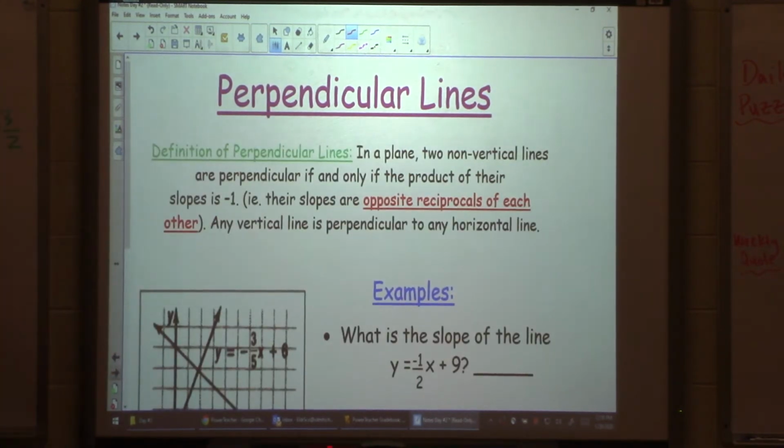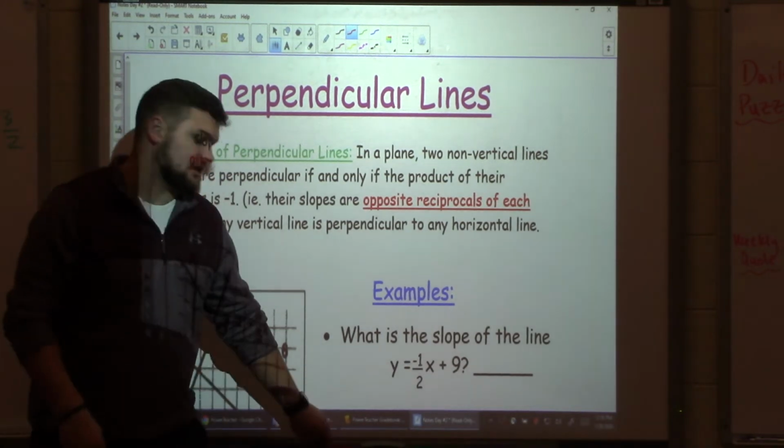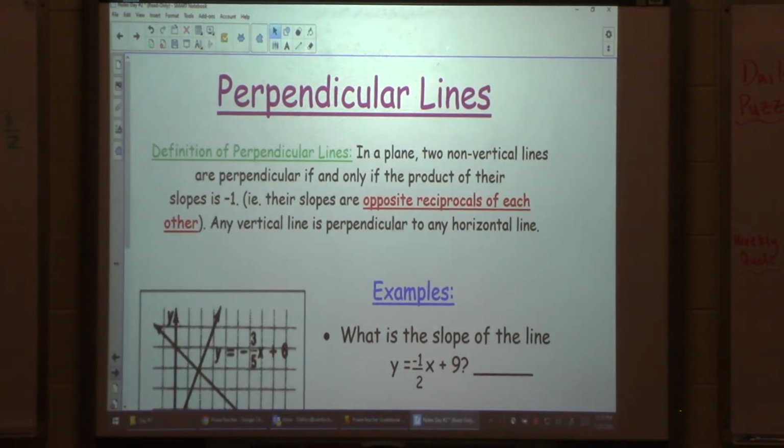Perpendicular line. So, the mathematical definition for a perpendicular line is, in a plane, two non-vertical lines are perpendicular if and only if the product of their slopes is negative 1. Their slopes are opposite reciprocals of each other, right? We just said that earlier. So slopes are opposite reciprocals. Any vertical line is perpendicular to a horizontal line.